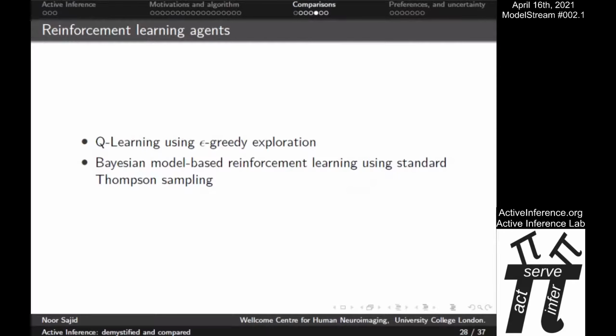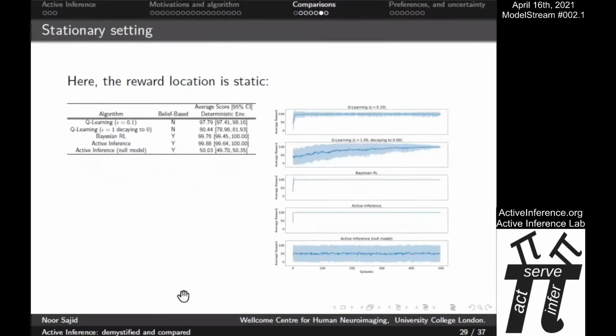So for the 2 Q-learning algorithms, we have 2 epsilon greedy parameters. One where it's fixed exploration set to 0.1, and then another one where we have decaying exploration that starts from 1 and decays down to 0. First we assessed how the agents interacted in a stationary setting where the reward wasn't changing, such that the goal location was always at 6 and the hole location was always at 8. And then we evaluate the performance of the agents.